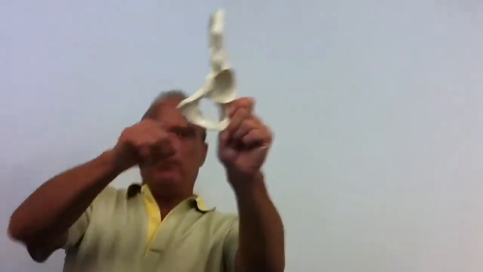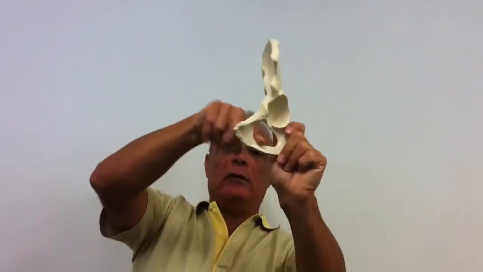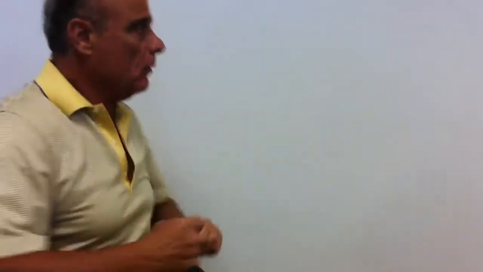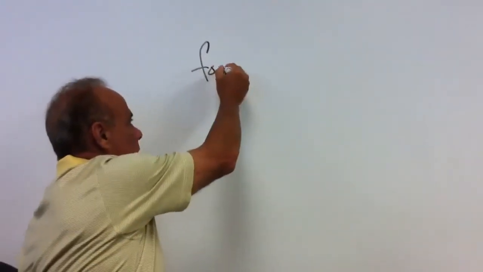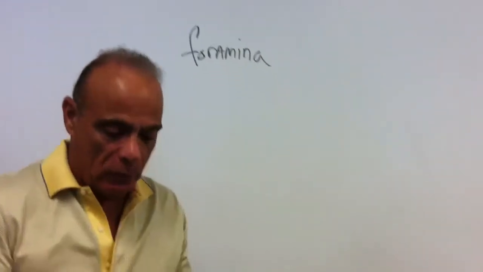The answer is foramen. F-O-R-A-M-E-N. A foramen means you're dealing with a hole in a bone. And there's one foramen on this bone, and there it is, and it's called the obturator foramen. Okay? In case you're interested, to pluralize the word foramen, it's not foramens. Multiple foramina. One foramen, multiple foramina.